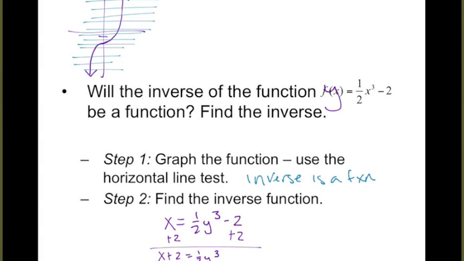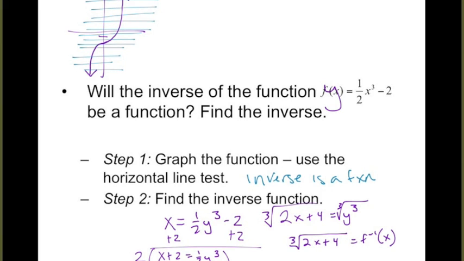And then multiply by 2, and make sure you multiply the entire equation by 2. We need to multiply each and every part of this by 2. So we get 2x plus 4 equals y cubed. And then cube root. Do I need a plus or minus? Nope. Why not? It's an odd root, so we don't need plus or minus.